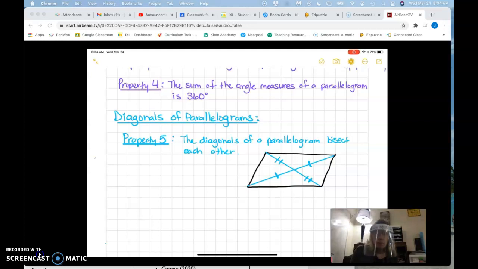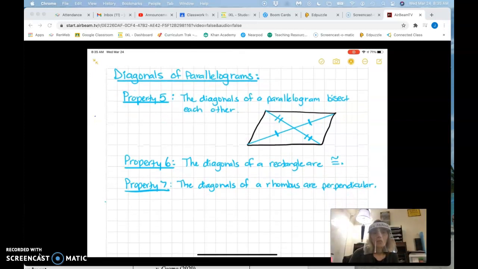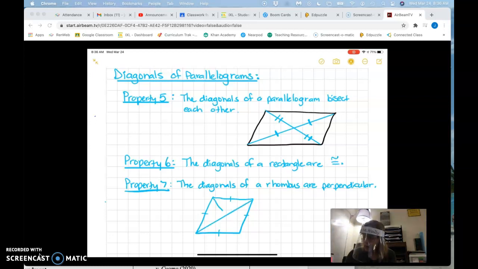Okay, so here's the last two. The diagonals of a rectangle are congruent, so they would all equal each other. And the diagonals of a rhombus are perpendicular. So remember, the rhombus is like that square that's been kind of smushed sideways a little. All the sides are the same size. So the diagonals in that rhombus meet at 90-degree angles.